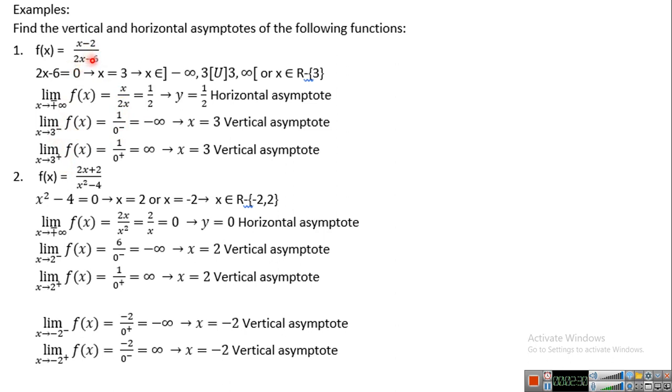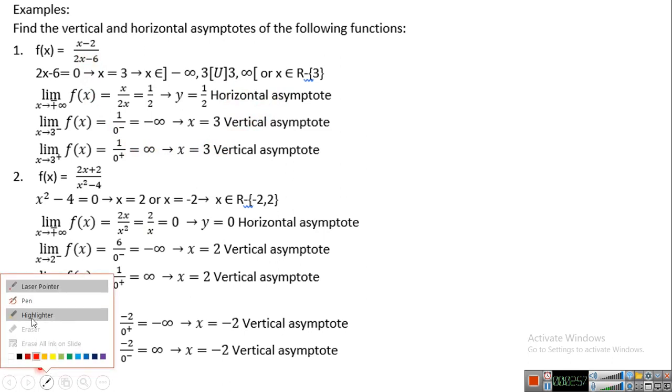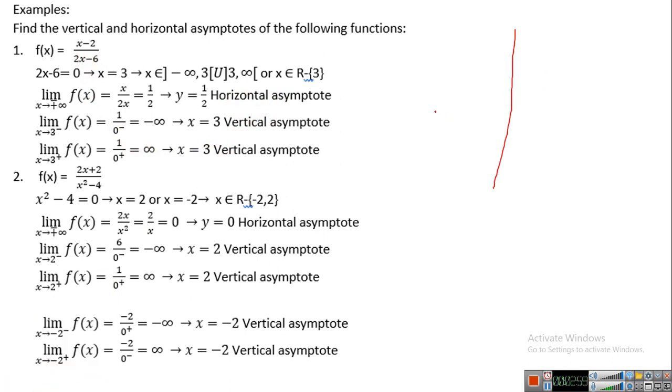If you put 3, it will be 6 minus 6, 0. To know if it's 0 minus or 0 plus, a value of 3 minus, for example, it can be 2.9. 2 times 2.9 is 5.8, minus 6 it's negative, so minus infinity. And if you do it in 3 plus, the same story, 3.1 times 2 minus 6, it's 0 plus, so plus infinity. So here we have one horizontal asymptote and one vertical asymptote. So in that case, if you want to graph it, you have y equals half horizontal and you have x equals 3 vertical.